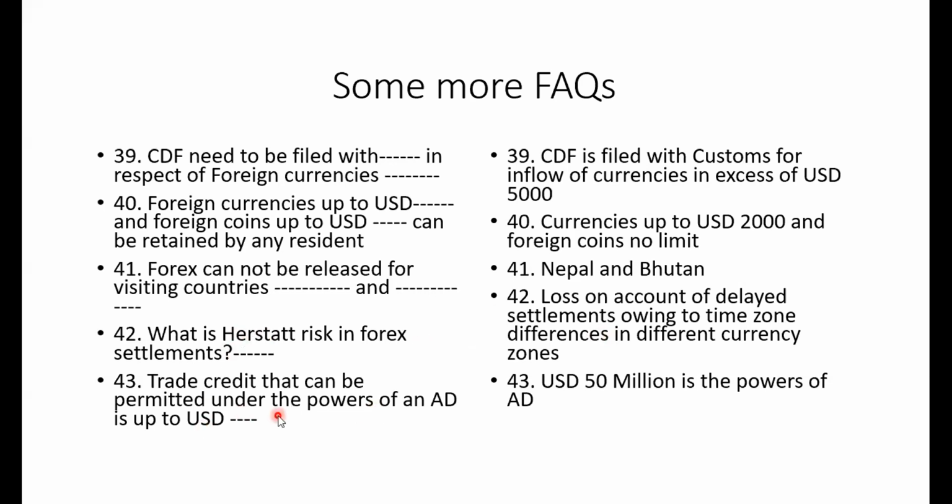Trade credit that can be permitted under the powers of the AD, just now we discussed 50 million. Trade credit means supplier credit as well as buyer credit. 1 year for non-capital good, 3 years for capital goods. Maximum dollar you can permit is US dollar 50 million under the powers of the AD per transaction, not per annum. Per transaction. Beyond that, you have to go to RBI. So these are the things, improvement. And rate of interest, LIBOR plus 2.5. LIBOR for that currency plus 250.